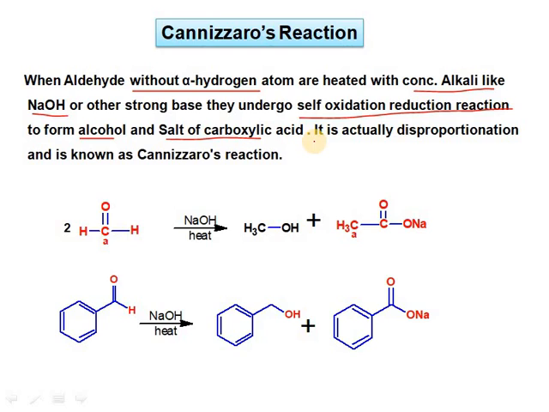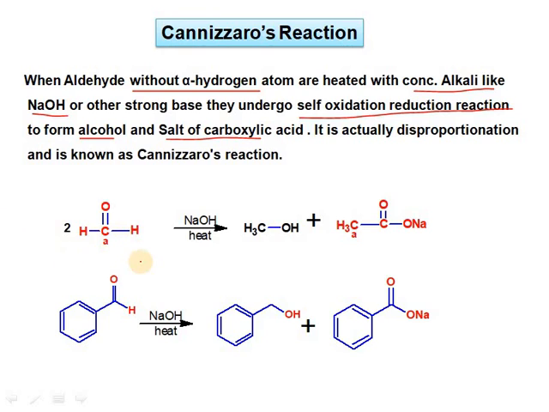Cannizzaro reaction means the aldehyde containing no alpha hydrogen atom, with a strong alkali like NaOH or another strong base, can undergo a self-oxidation-reduction reaction to form alcohol as one product, and the other is a salt of carboxylic acid. This is called a Cannizzaro reaction.